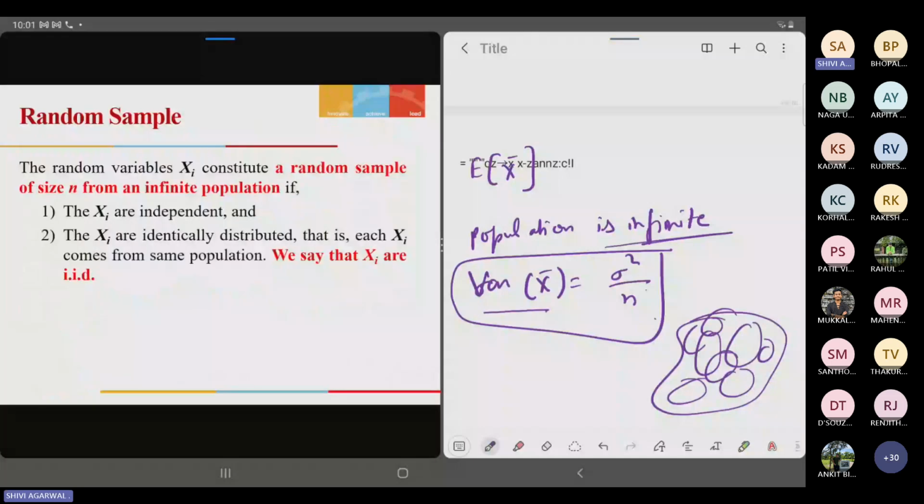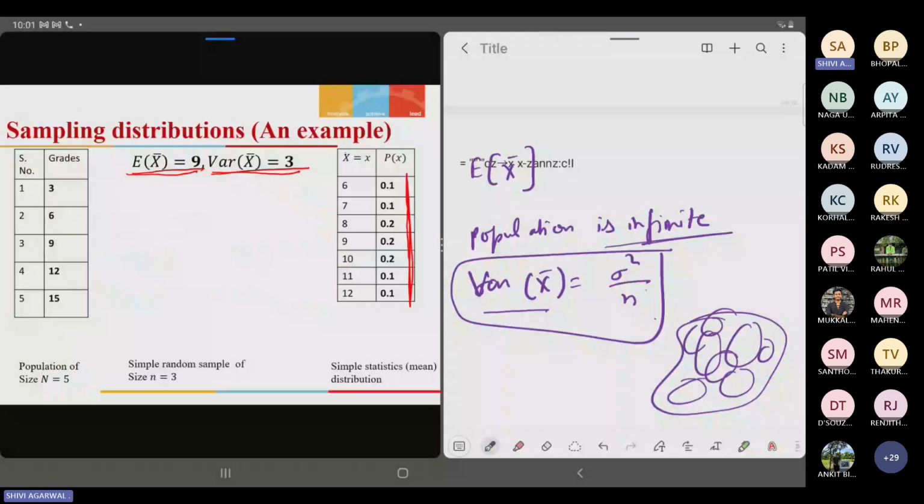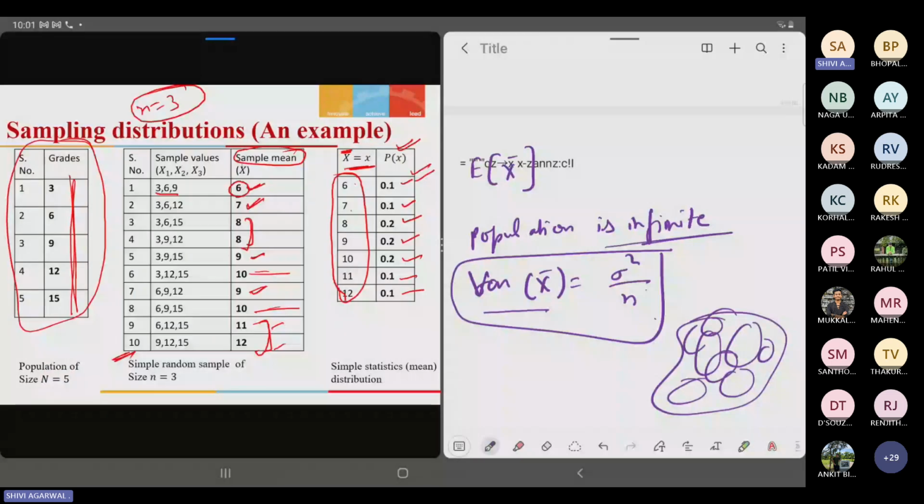Px is what? We are just saying this one. If you are going back, 6 is coming one time. Total is 10, 10 possible combinations. So 6 is coming 1, so 1 by 10, so it is 0.1. 7 is coming 1, so 1 by 10. 8 is coming twice, so 2 by 10, and so on.